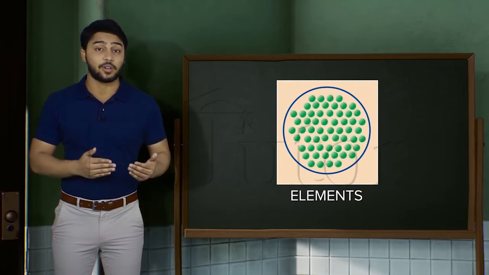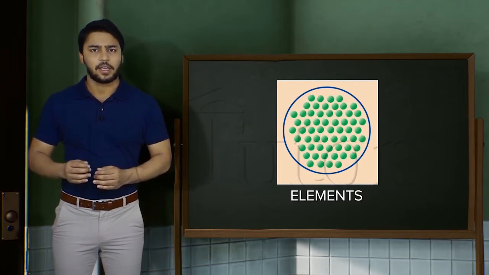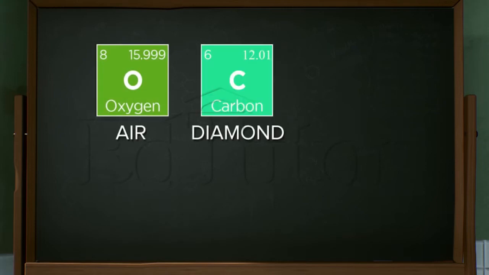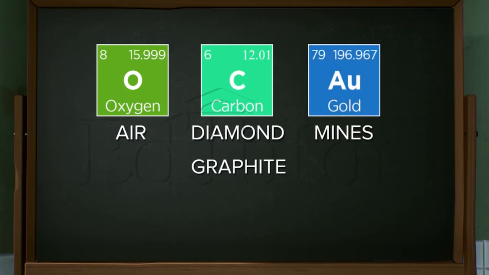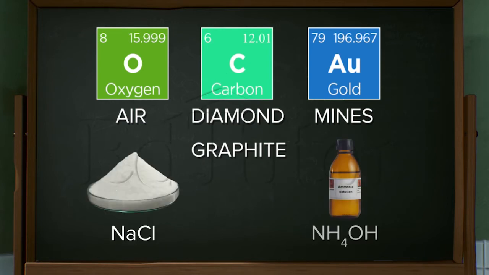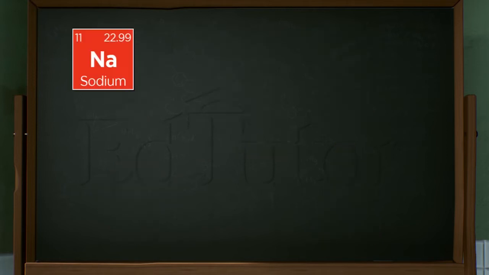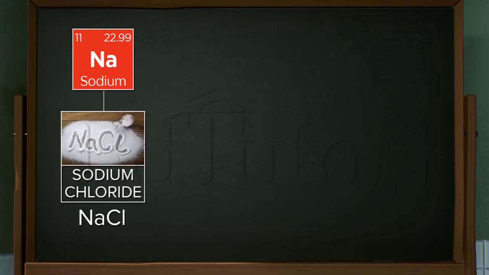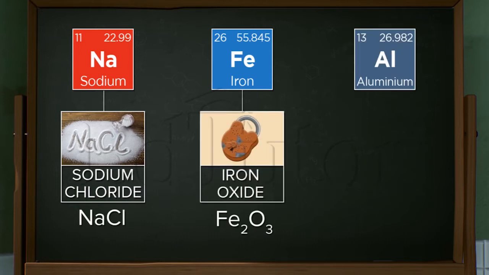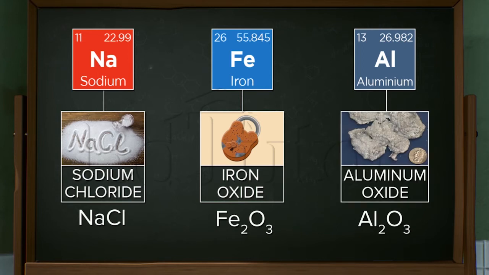Elements that occur naturally are in free state. Example, oxygen in air, carbon in the form of diamond or graphite, or gold found in mines. But did you also know that elements can also be found in a combined form? I'll tell you how. There is the element sodium in sodium chloride, also known as salt, iron in iron oxide or rust as we know it, and aluminium in aluminium oxide.